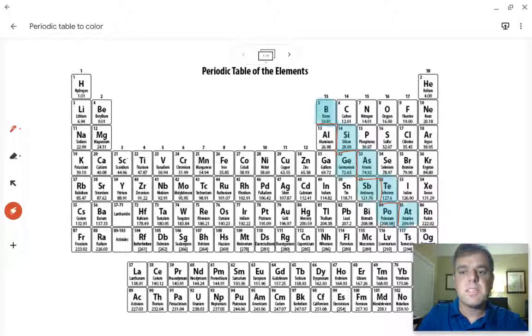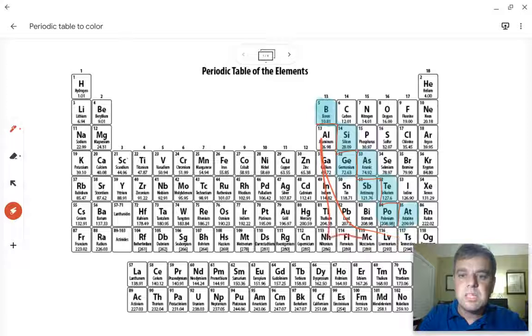Also, there should have been several elements that you just did not color at all because they weren't part of anything you were supposed to color. For instance, carbon, nitrogen, oxygen, phosphorus, sulfur, and selenium. And then these elements down here in this region you should not have colored.